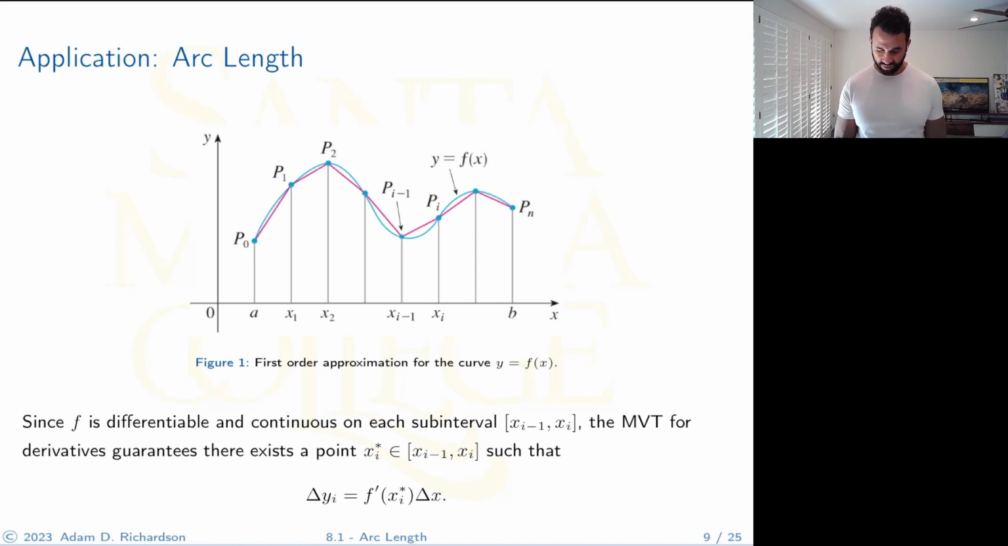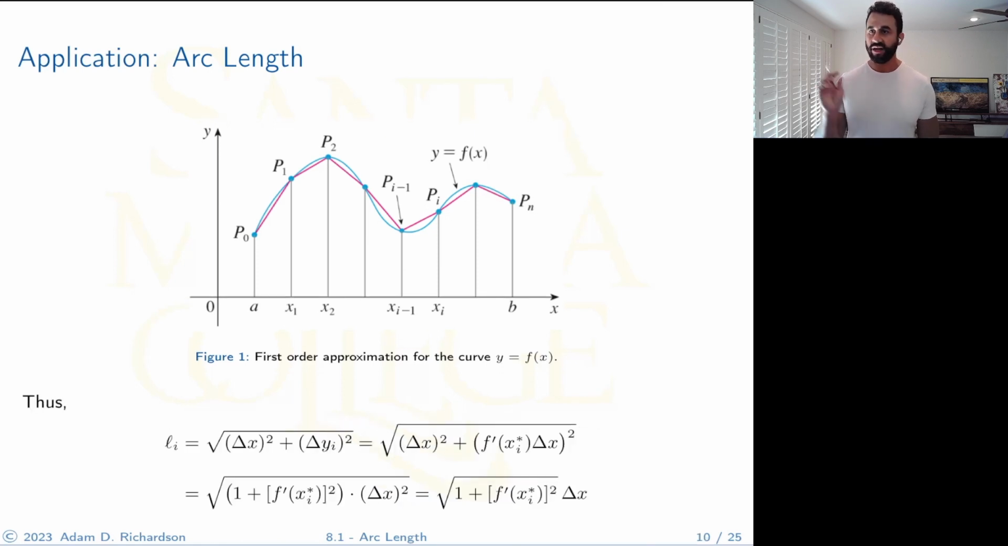So what that means is that we can write delta y sub i as f prime of x sub i star times delta x. This is how we're going to eliminate our variable y. All right, now let's plug this in. So delta y sub i is now equal to this value instead. Now we can pull out a delta x squared from each one of those terms, and voila, we get that. There we go. So this is the length of each one of those written in terms of just x's and f prime of x's, right?